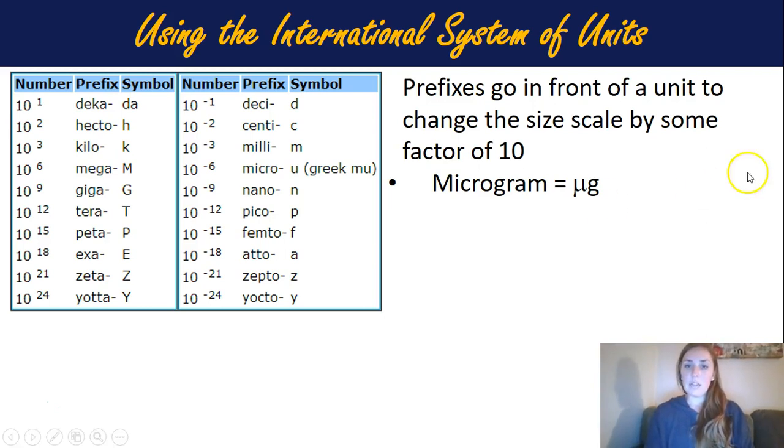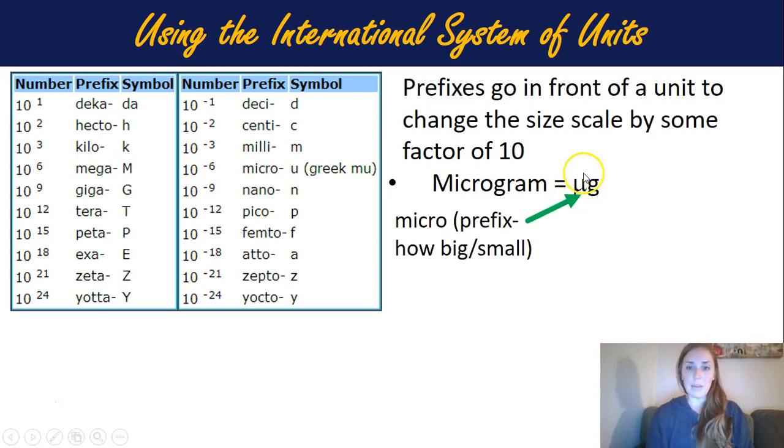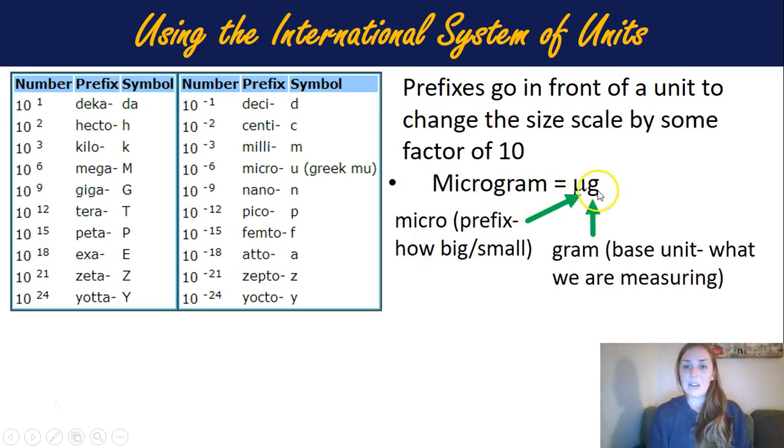Anyways, when you're writing the abbreviation, the prefix goes first, just the letter of the prefix. So this one is micro, that's the prefix, and that's saying how big or small. And the second letter you see, gram, G is your base unit, and that tells you what you're measuring. So this is measuring mass of a really small thing because micro is small.